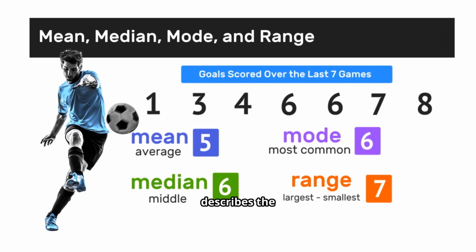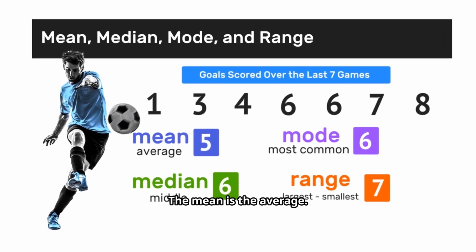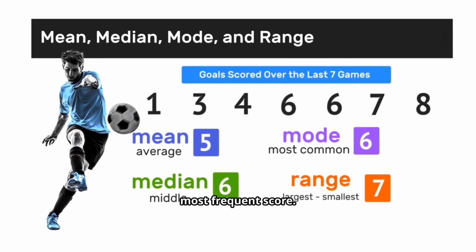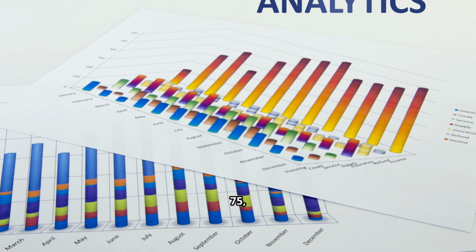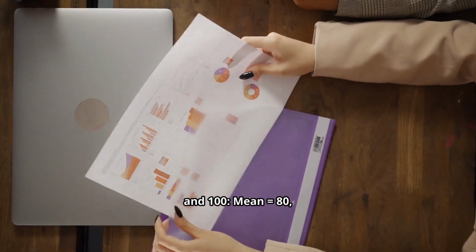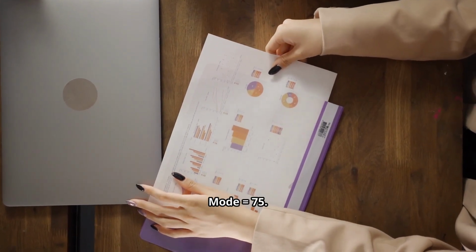Central tendency describes the typical score in a dataset. The mean is the average. The median is the middle score. The mode is the most frequent score. For instance, if students in a group scored 70, 75, 75, 80, and 100, mean = 80, median = 75, mode = 75.